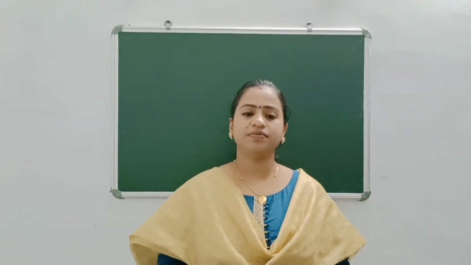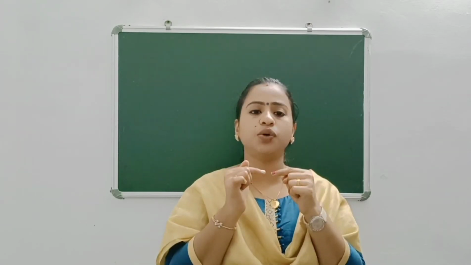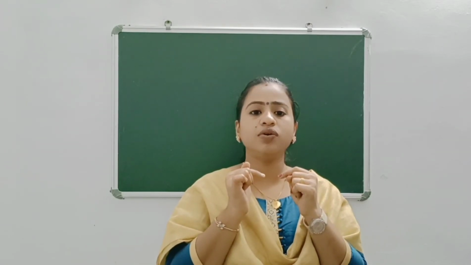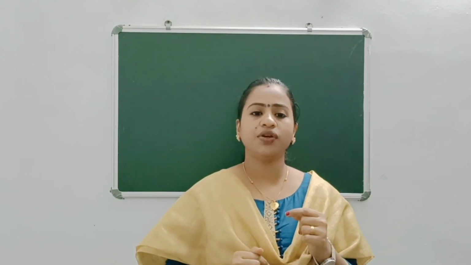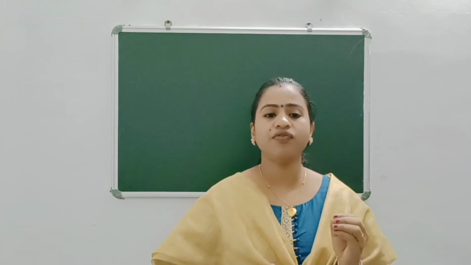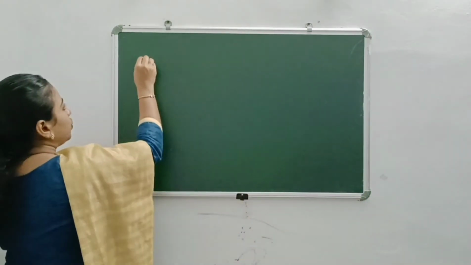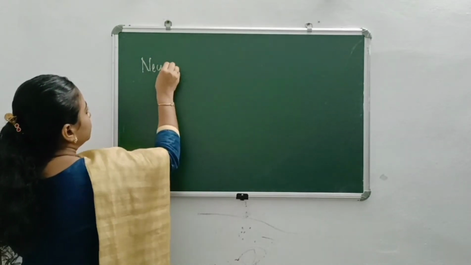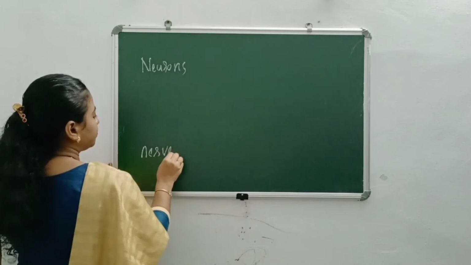Hello students. In the last class we discussed the structure of the neuron, the transmission of impulses within a single neuron, the transmission of impulses between two neurons, and we discussed the synapse. Okay? In this class we are going to discuss different types of neurons and different types of nerves.